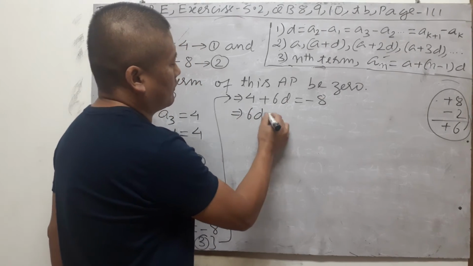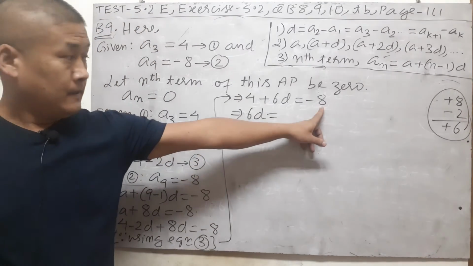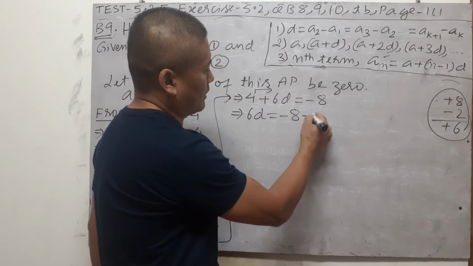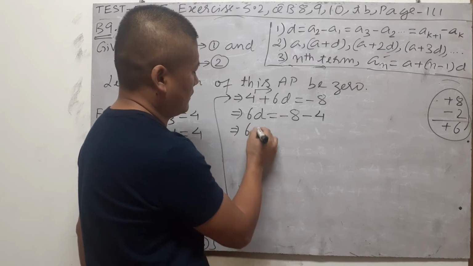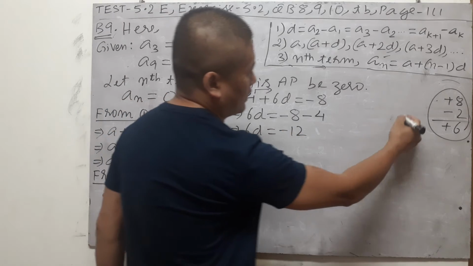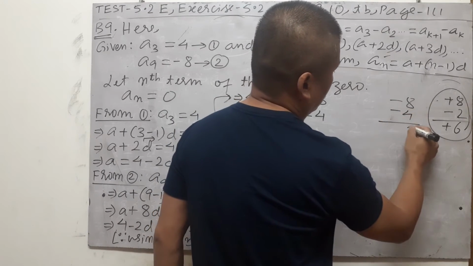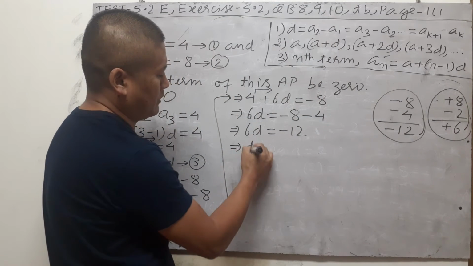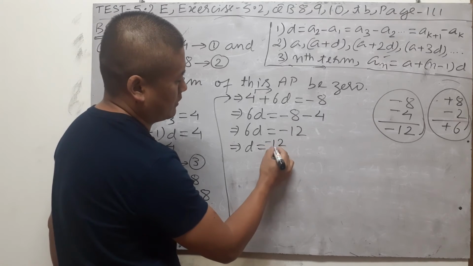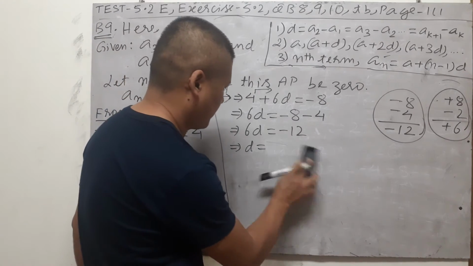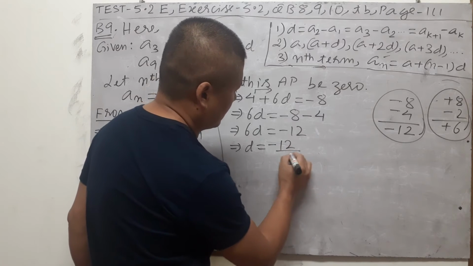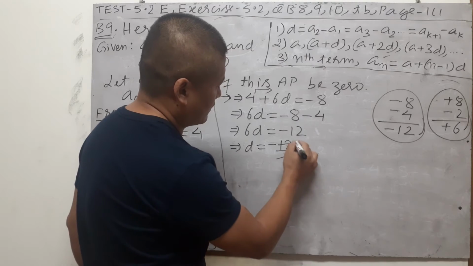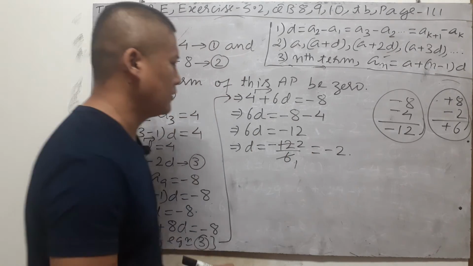Then 6d will be equal to minus 8, keeping it on the same side, and this 4 with no sign in front means plus 4, goes to the right side as minus 4. So 6d will be equal to minus 12, because when both are minus, we add. So 8 plus 4 is 12, and both are minus, so the sign is minus. So the d value is going to be minus 12 divided by 6. 6 ones are 6, 6 twos are 12, so minus 2 is the value for d.